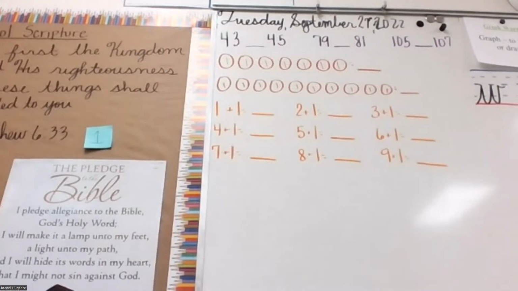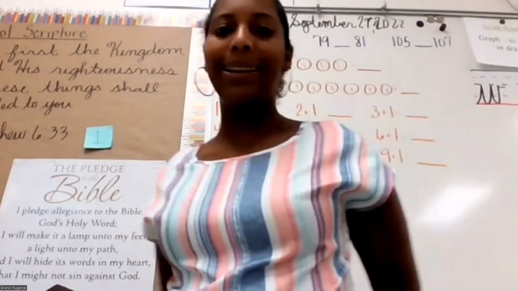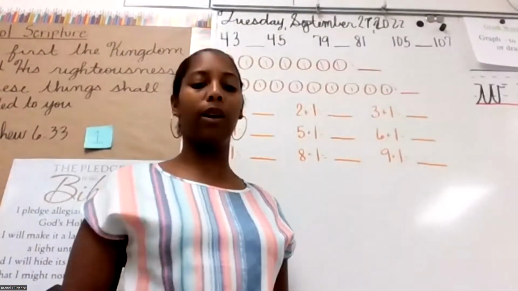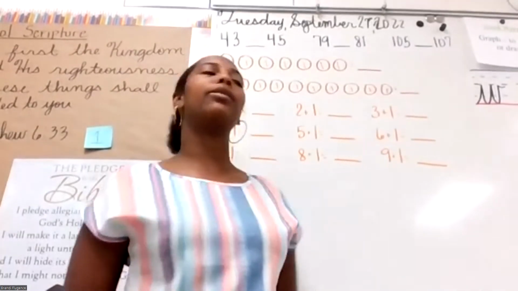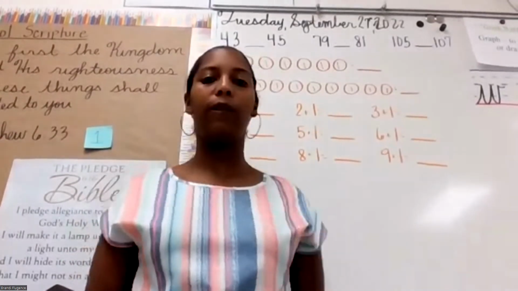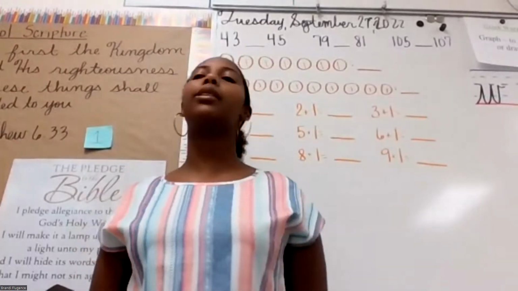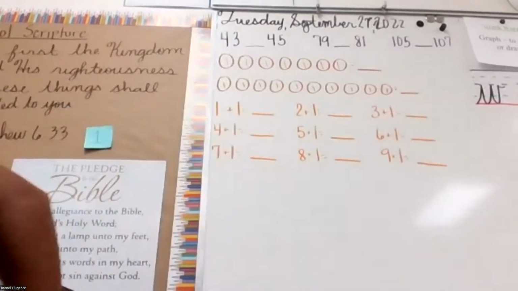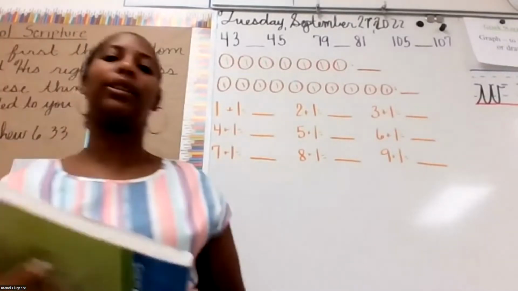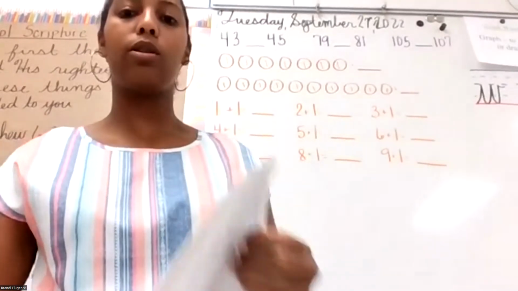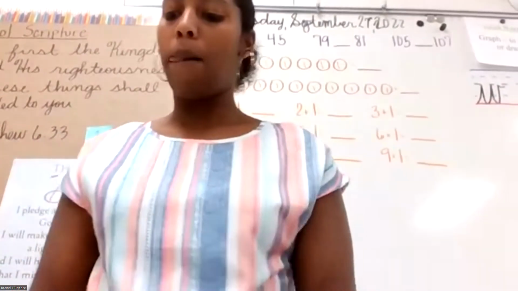5 plus 5 equals 10. 6 plus 6 equals 12. 7 plus 7 equals 14. 8 plus 8 equals 16. 9 plus 9 equals 18. And 10 plus 10 equals 20. All right, good.